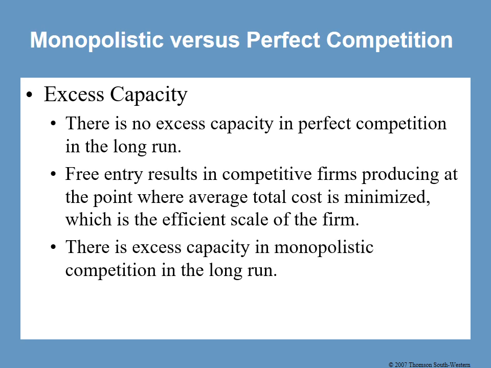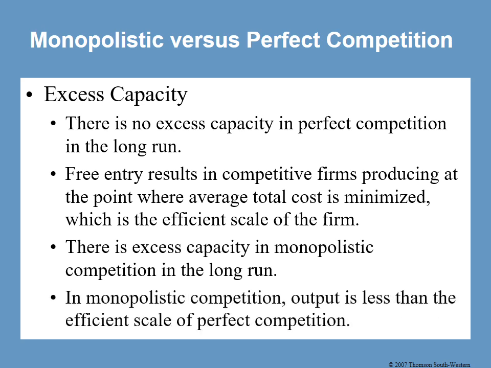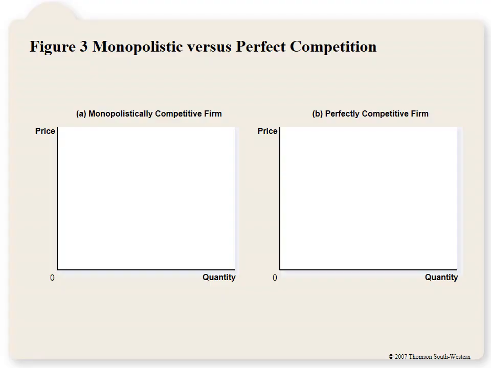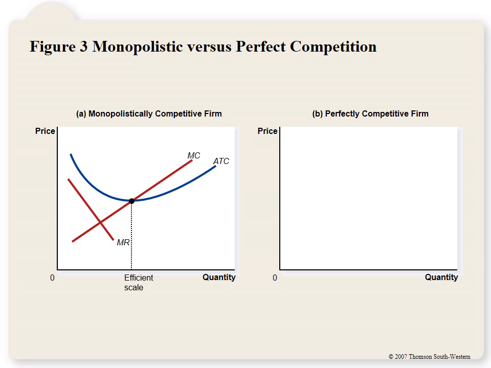It's because there is excess capacity in the long run. That's key. Look at that, in the long run. There's excess capacity in monopolistic competition in the long run. And in monopolistic competition, output is less than the efficient scale of what would happen in perfect competition. Let's take a look at the graph so we see what I'm talking about. On the left-hand side here, we have monopolistically competitive firm. On the right-hand side, we have a perfectly competitive firm. So we have our ATC, our marginal revenue, MC, we have where MC equals MR, we can already see that.